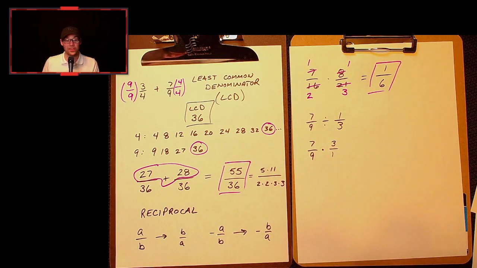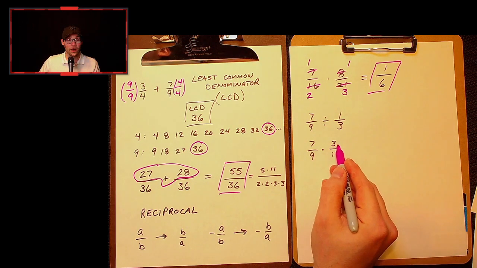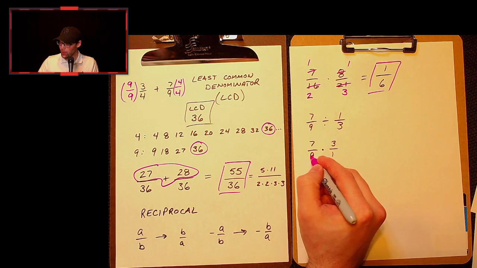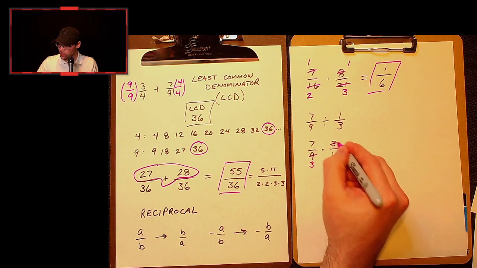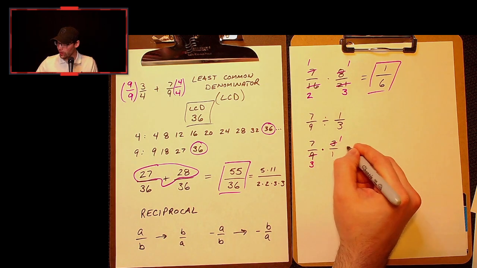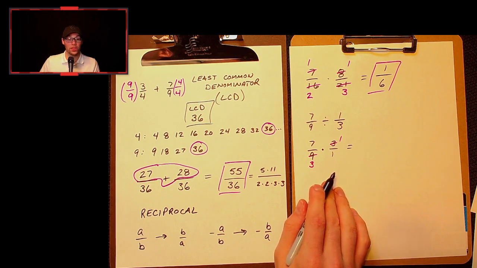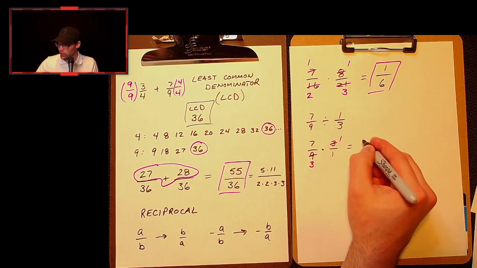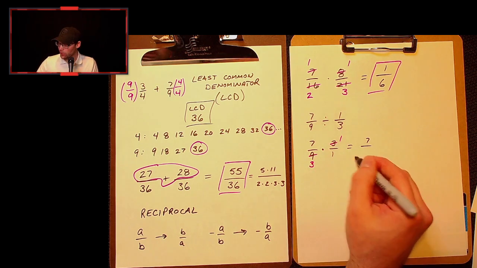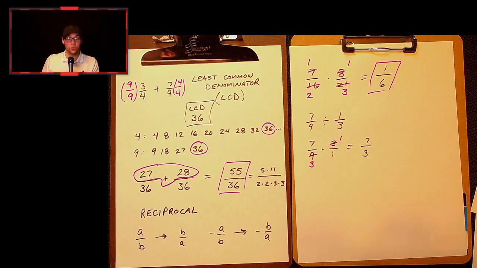You can multiply this straight through, but you still want to see if you can simplify first. And we can. I see a 3 on the top. I see a 9 on the bottom. Both of these are divisible by 3. 3 goes into 9 3 times. 3 goes into 3 1 time. And now all we need to do to get our final simplified answer is multiply my numerators together. 7 times 1 is 7. And then multiply my denominators together. 3 times 1 is 3. So we end up with the improper fraction 7/3.